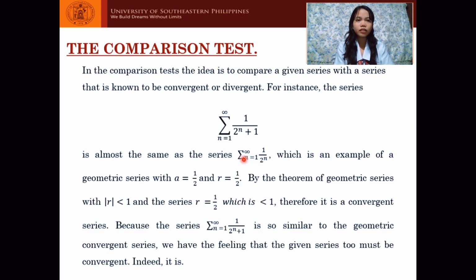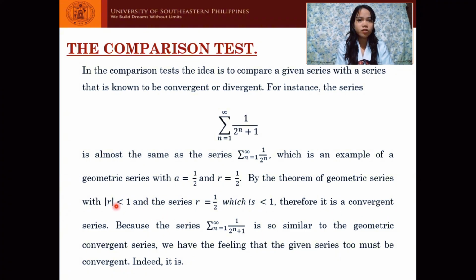This is an example of a geometric series in which the first term, or the a that we have here, is 1/2, and the r, or the ratio, as you can see here, in 1 over 2 raised to the power of n, we can find that the r is 1/2. So by the theorem of geometric series, with the absolute value of our ratio r less than 1, we can determine that it is convergent.